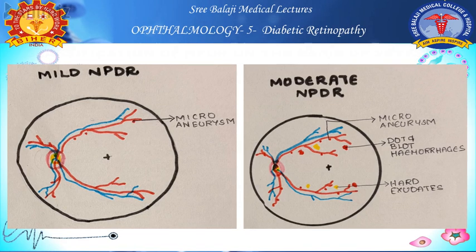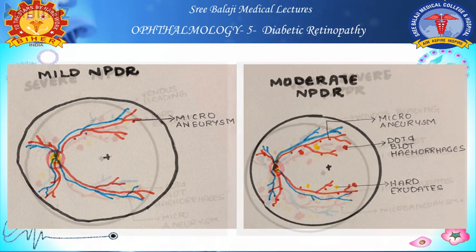So here is a picture showing the mild and moderate NPDR. In the first picture, the mild NPDR, you can see the microaneurysm. This is a small dot-like hemorrhage seen. In moderate NPDR, there is microaneurysm, along with that, there is a dot blot hemorrhage which is slightly larger than a microaneurysm. And then you can see some hard exudates which are yellowish, waxy looking lesions.